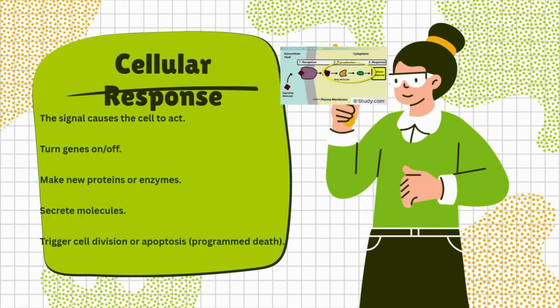After the message is passed along, the cell responds. This means turning genes on or off, making new proteins or enzymes, secreting molecules, or even triggering cell division or apoptosis, which is programmed cell death. Basically, the signal leads to some kind of action.